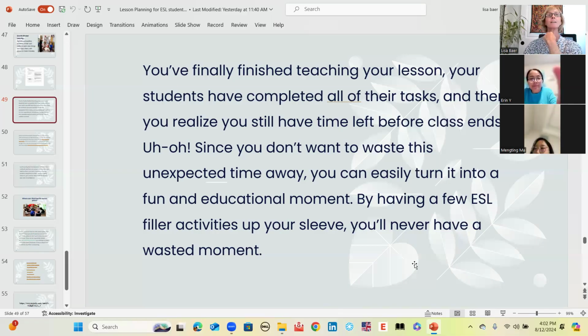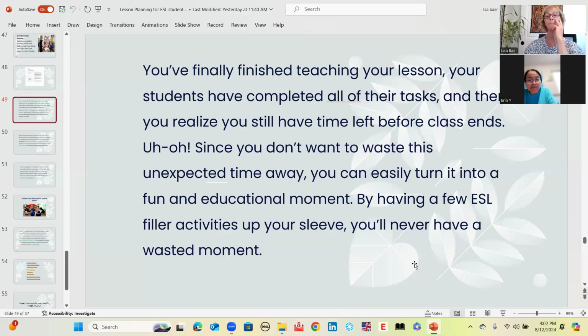So I tell you, what is it called? Hangman. It's used in every class. I mean, if I play Hangman one more time, but it's always fun. You can open up a class with Hangman, and you can use a vocabulary word, and you can play it a couple times and use the vocabulary words that you're going to teach that day in that lesson. So that just gives them a quick introduction of new words. And by having a few ESL filler activities up your sleeves, you'll never have a wasted moment.